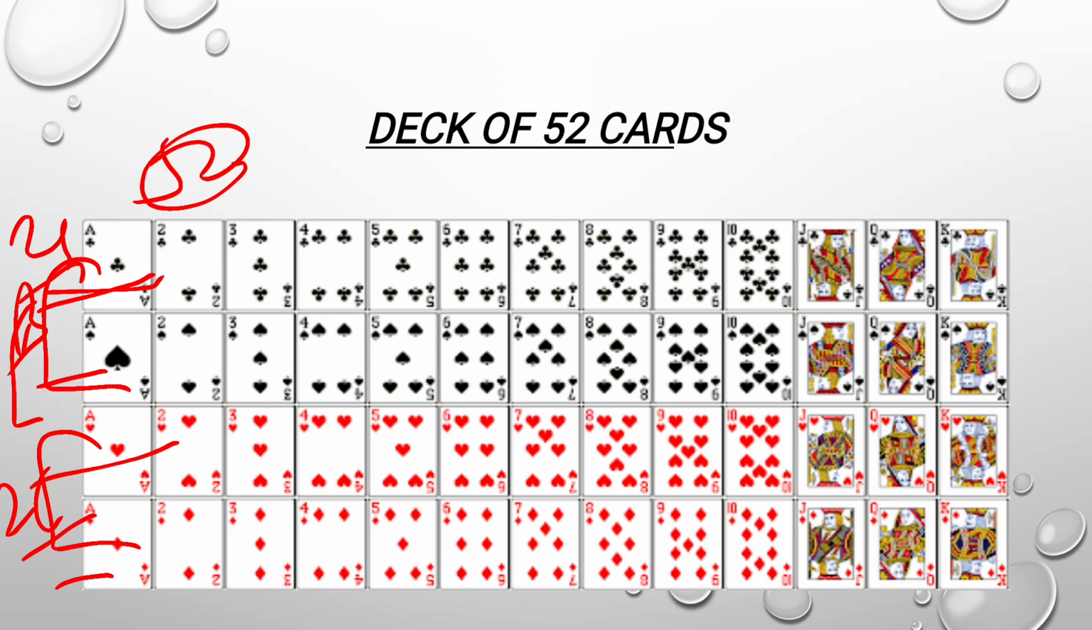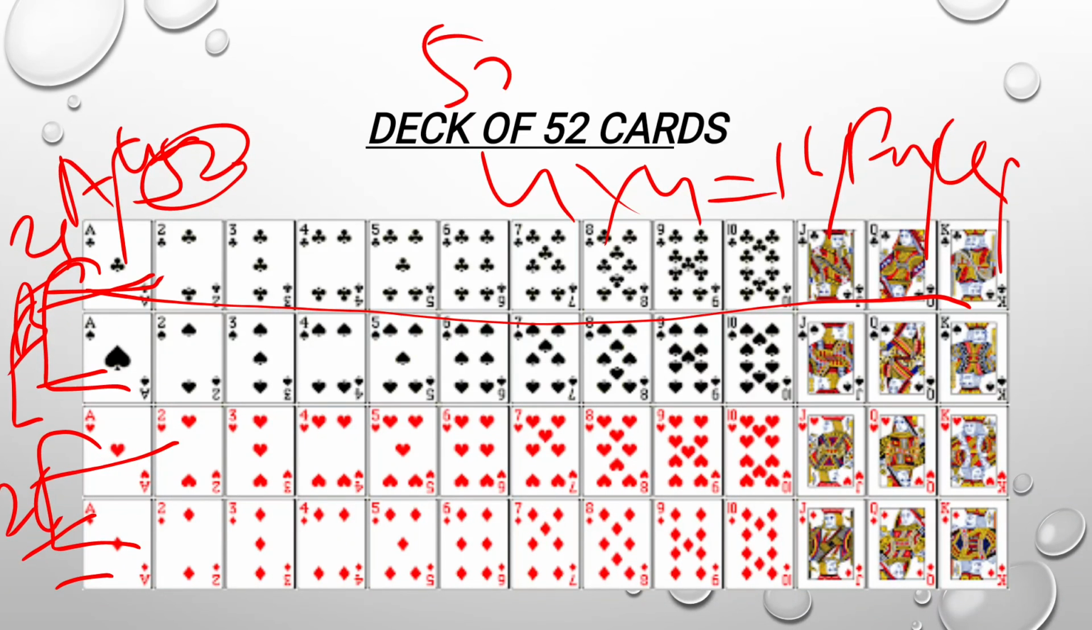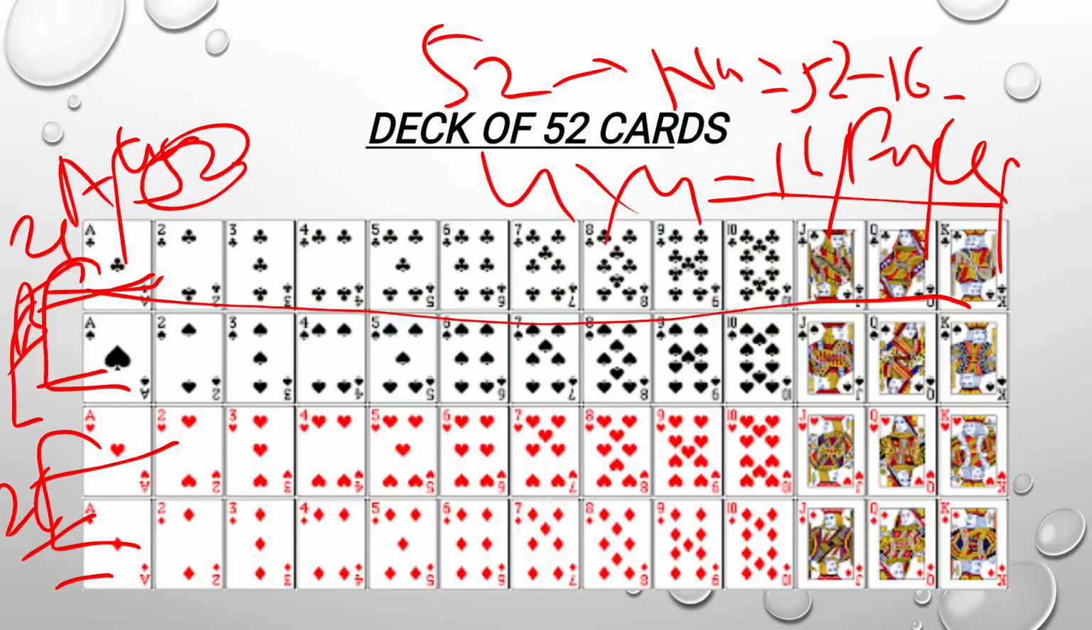Each category consists of 13 cards. Out of 13, there are 4 face cards. One is jack, another is queen, third one is king, and the fourth one is ace. So if each category has 4 such cards, 4 into 4, we have 16 face cards. It means out of 52, if we have 16 face cards, then the number of non-face cards would be 52 minus 16, which is equal to 36.